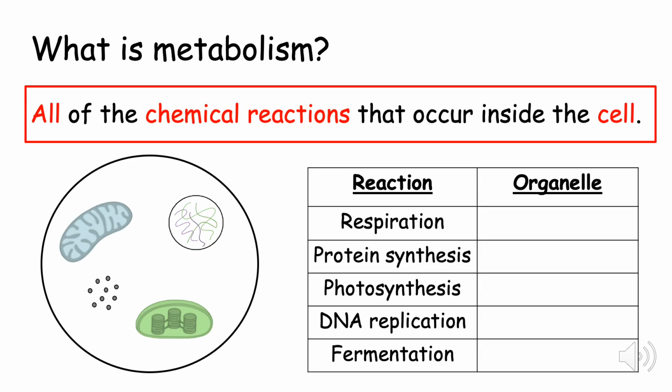You will have heard of the term metabolism before, but you may not know what it actually means. Metabolism is all to do with the reactions that occur inside a living organism. If we were to define metabolism, it is all of the chemical reactions that occur inside the cell. From National 5, we already know many of the reactions that take place in a cell. So, for example, we have respiration, protein synthesis, photosynthesis, DNA replication, and fermentation.